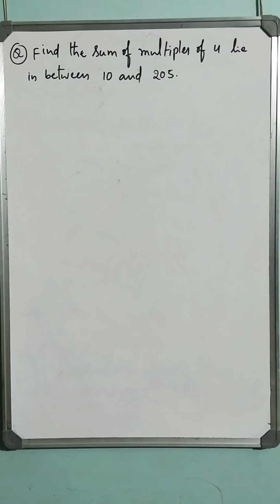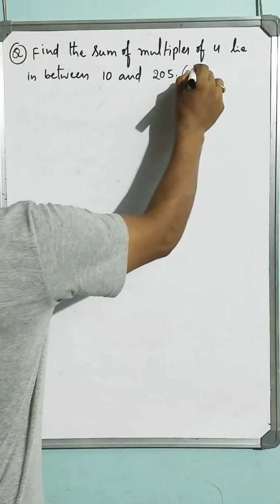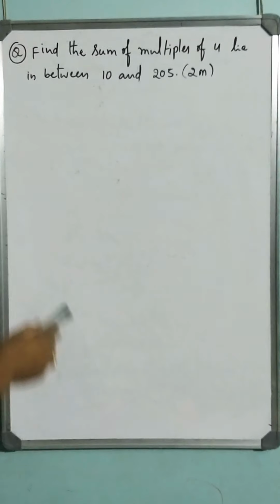Let us discuss a simple 2 marks problem from the progressions. The question I have taken is, find the sum of multiples of 4 that lie in between 10 and 205. This is a very simple one. You may be asked for 2 marks in the examination.